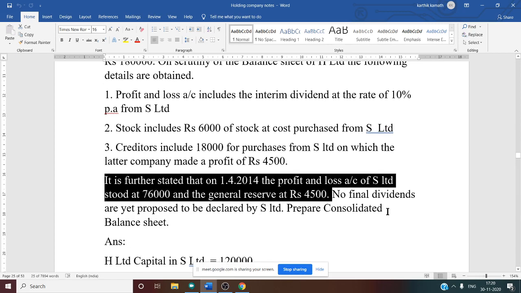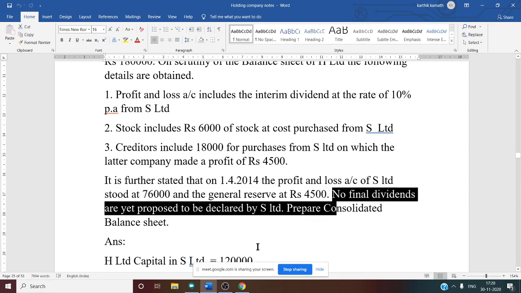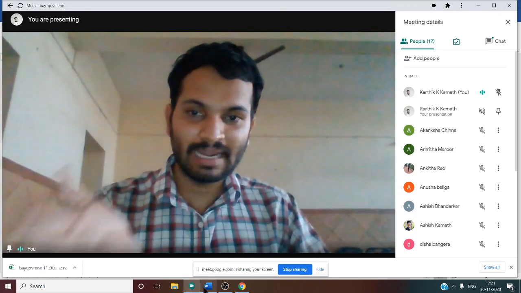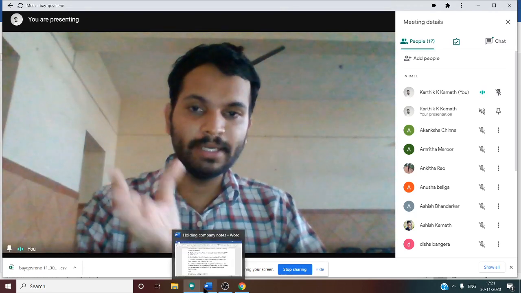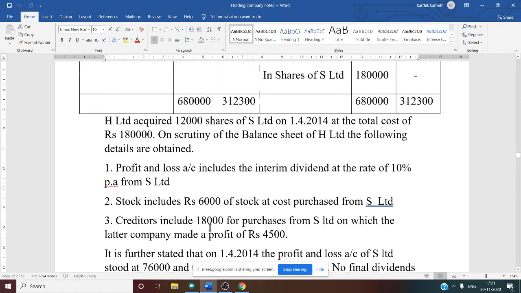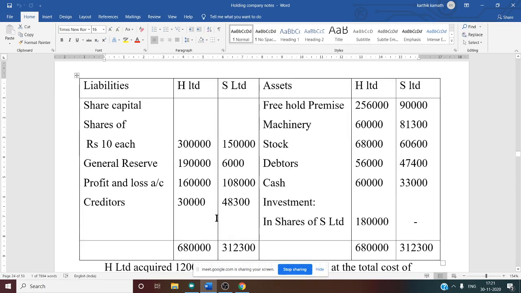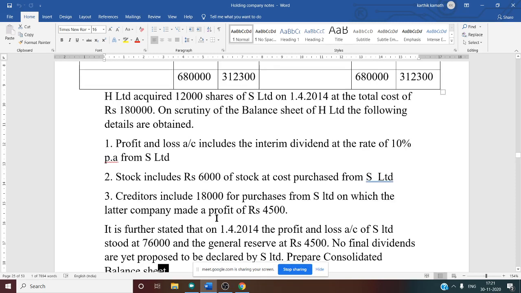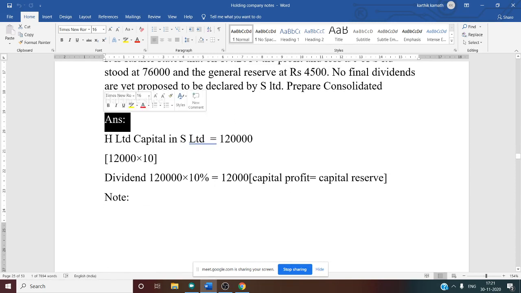Then no final dividend is yet to be proposed or declared by Yes Limited. That means dividend is not declared. That is why we have to calculate the interim dividend amount. Prepare the consolidated balance sheet. After knowing all this information, we have to prepare the consolidated balance sheet. So first, the calculation we have to see in this answer part.